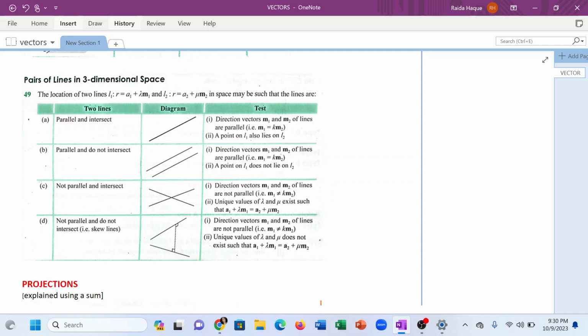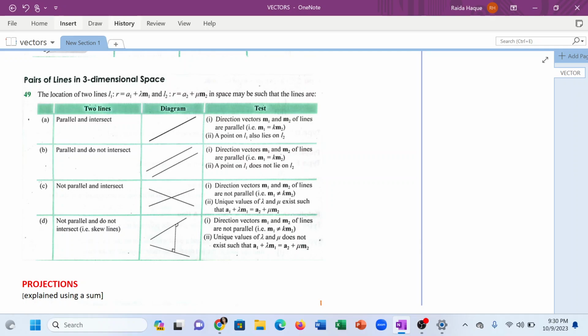One, they can be parallel and they intersect. What happens if they are parallel and they intersect? It means they are basically the same line. So L1 is L2. They are not two separate lines, they are the same thing.